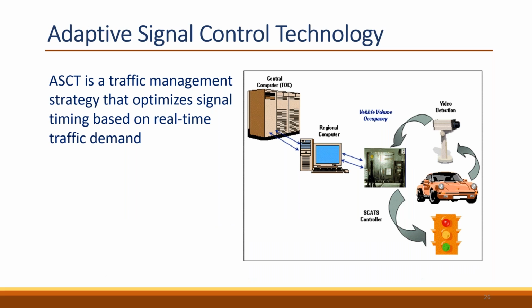Okay, so far we've looked at ramp meters, DMS signs, road rangers, and express lanes. Those are all the TSMO strategies along freeways. We do have quite a few, but in this class, I'm just going to talk about two TSMO strategies on arterials. The first strategy is adaptive signal control technology, a traffic management strategy that optimizes signal timing based on real-time traffic demand.